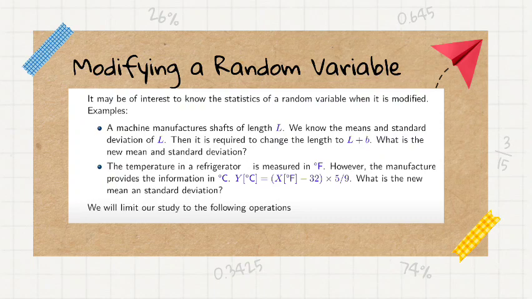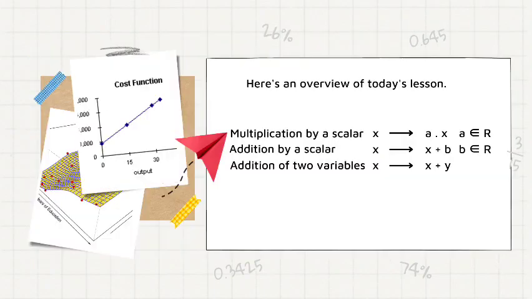We will limit our study to the following operations. Multiplication by a scalar. So we have x, and we are multiplying by a, which is a real number. Addition by a scalar. We have x, and we are to add another scalar. And addition of two variables. We have x and y random variables, and we want x plus y.